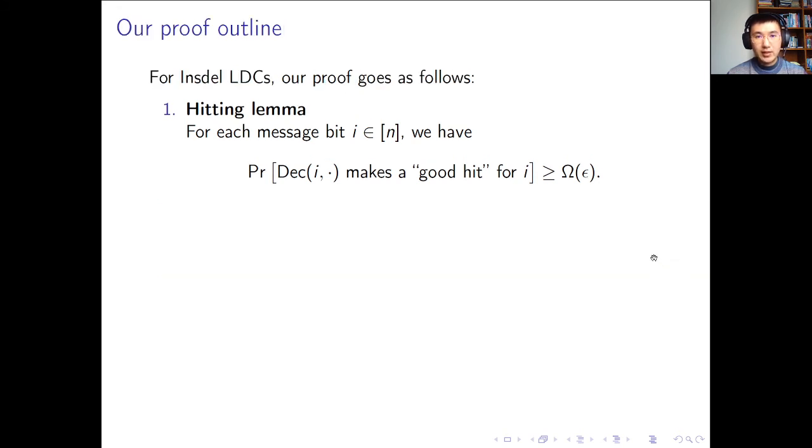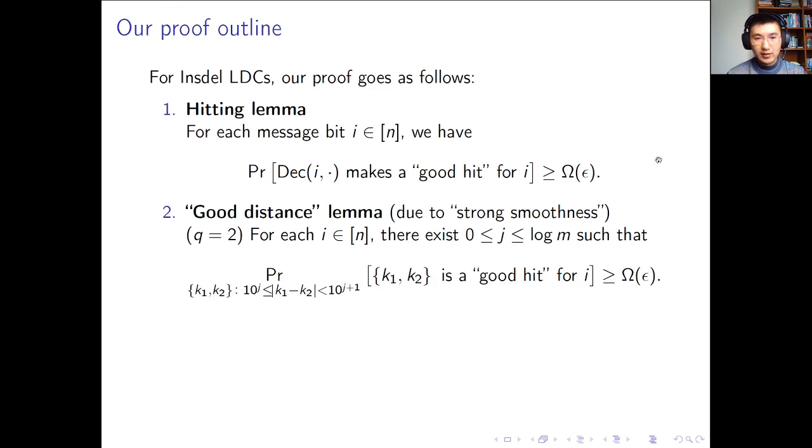For Insta LDCs, our proof goes as follows. The first step is still going to be a hitting lemma, exactly the same as before. And in the second step, we'll prove something we call the good distance lemma. And we can do this because of the strong smoothness property. So the KT smoothness is not going to be sufficient here.